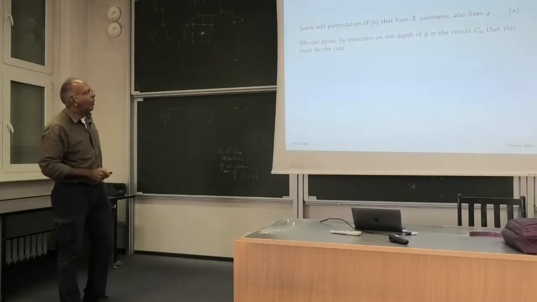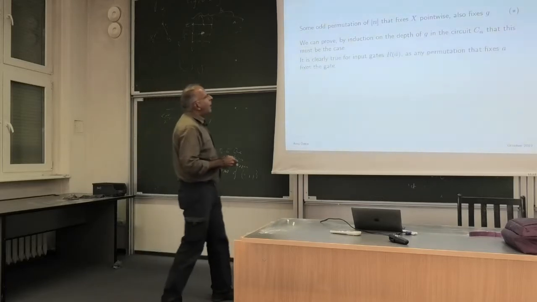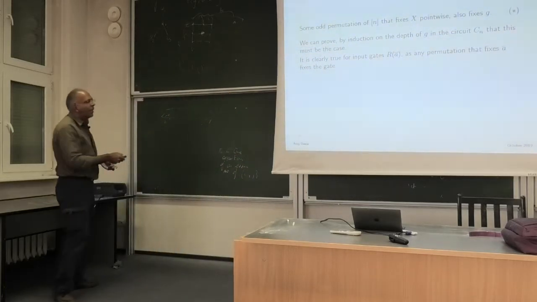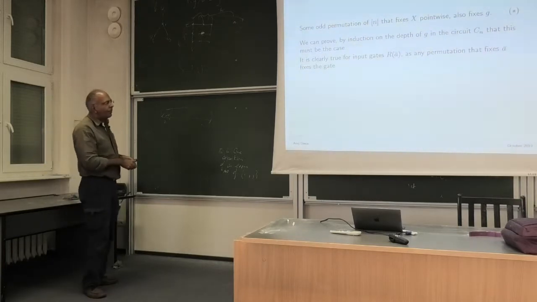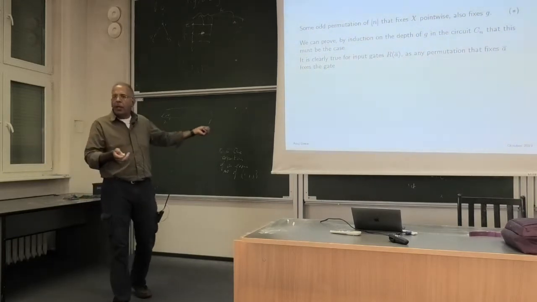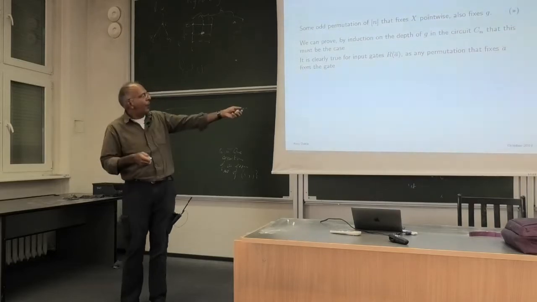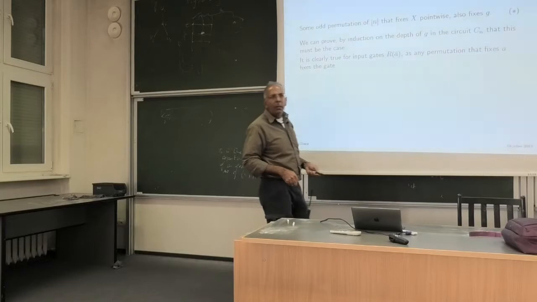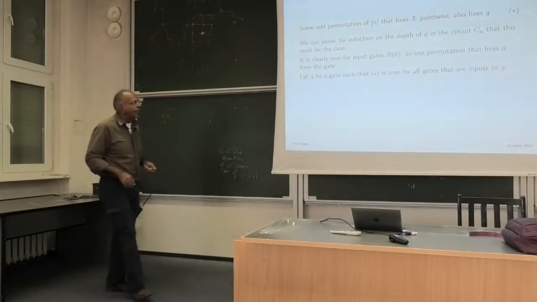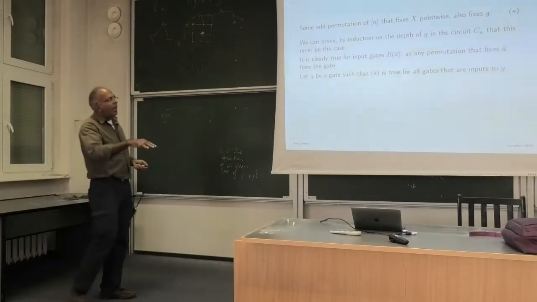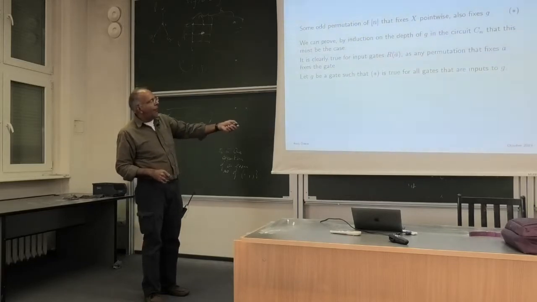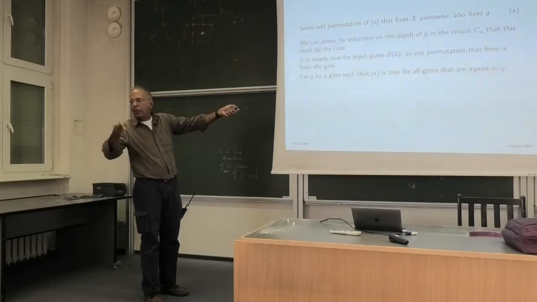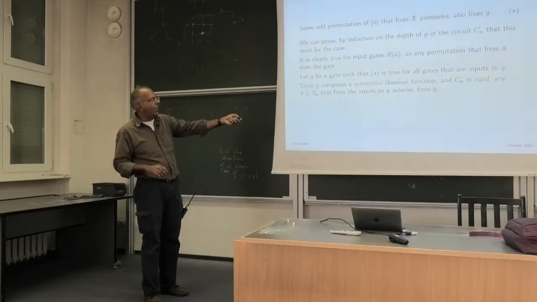Okay, so let's see, why is this true? We prove this by induction on the depth of the circuit. So start with input gates. An input gate, we know this to be true. I told you, an input gate is of the form RA, so anything that fixes the elements in the input fixes the gate. By induction, suppose we have a gate such that this is true for all the inputs to G. And now we want to prove that it's true for G as well.